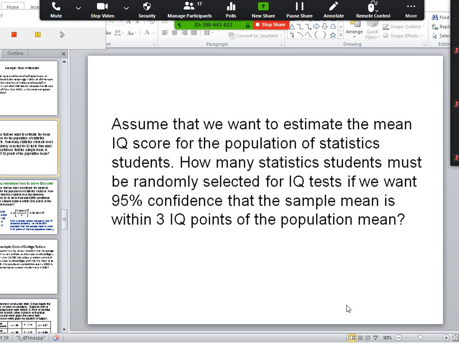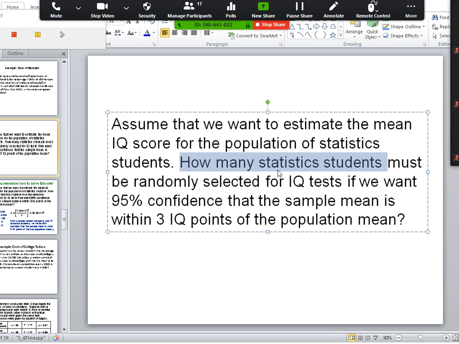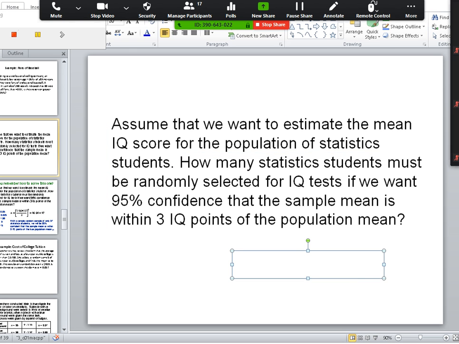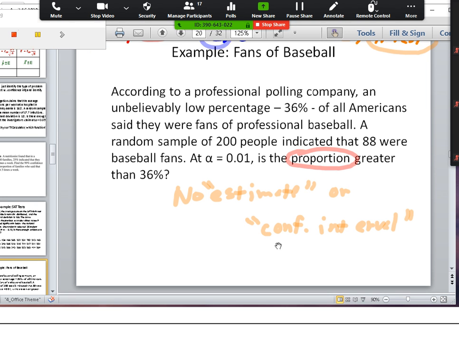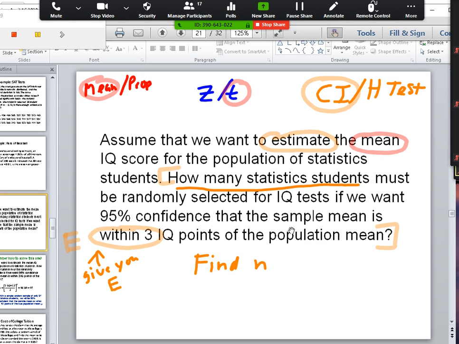So this is a confidence interval, but see how it has a question? Confidence interval with a question? That's when it says you've got to look for how many students. This is a find n problem. So this is one of those kind of odder ones. Right? So it's a mean, T, right? But because this estimate is a confidence interval, we were asking how many students must be randomly selected if we want to be within 3 IQ points.